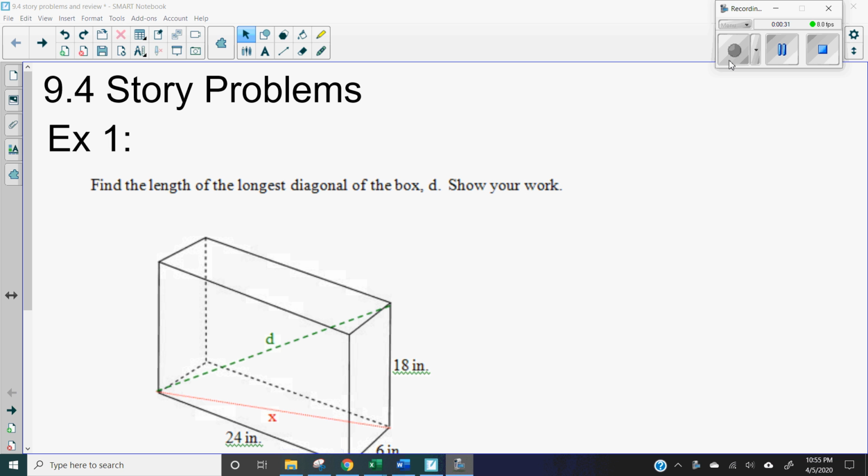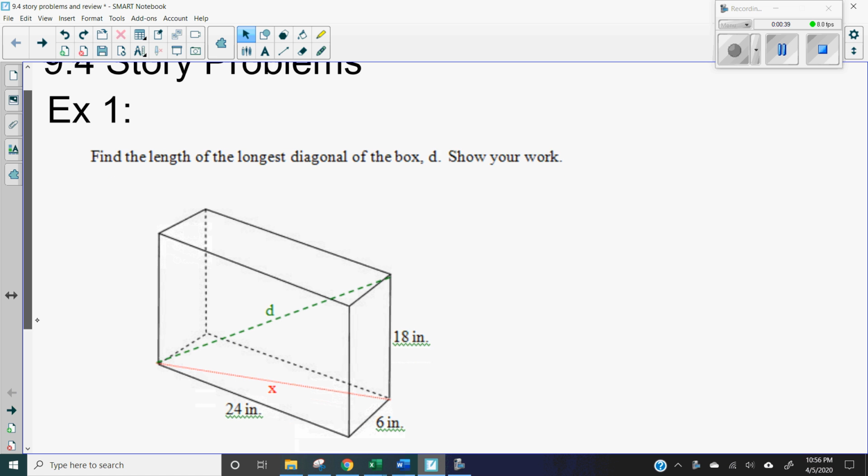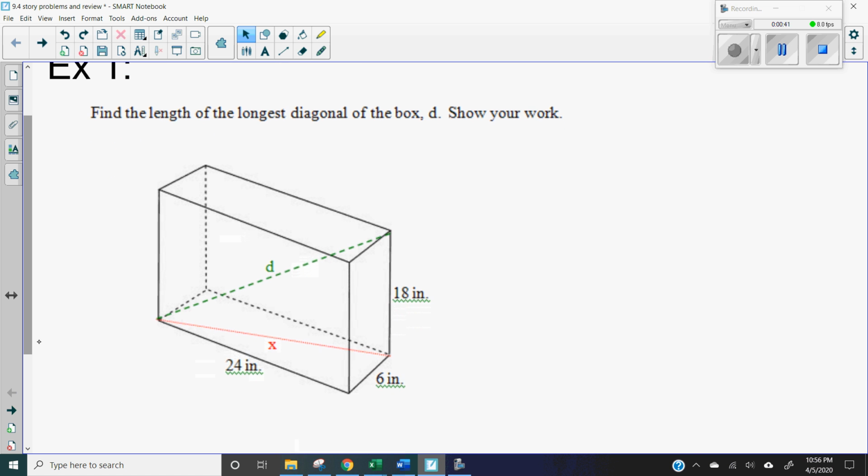Okay, so example 1, we're finding the length of the longest possible diagonal of a box. If you can tell from this diagram here, that diagonal is sort of floating in the middle of the box from this bottom corner up to the opposite top corner. So D would be floating in the middle of that box diagonally.